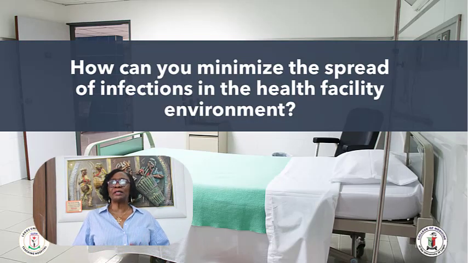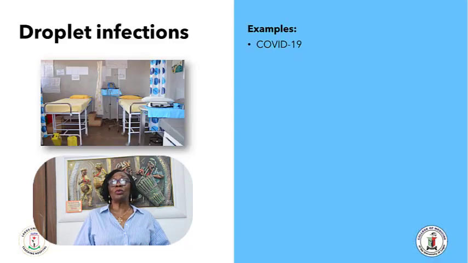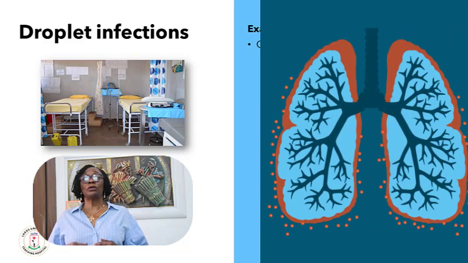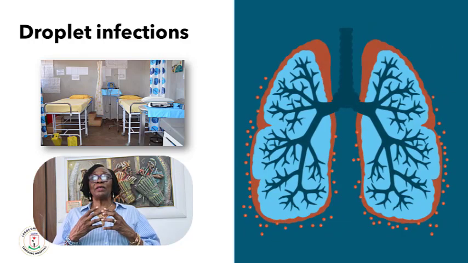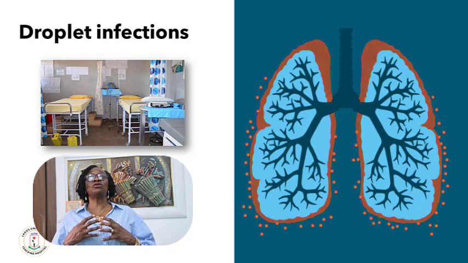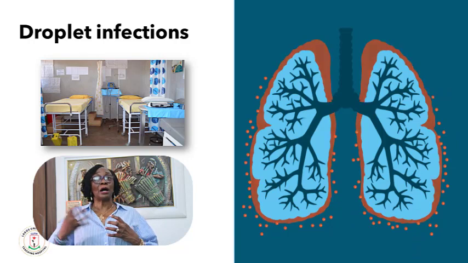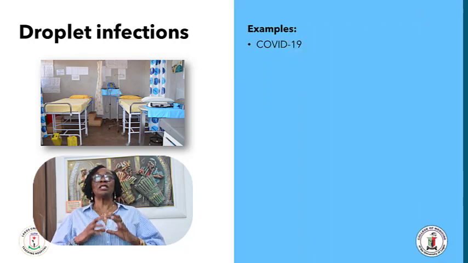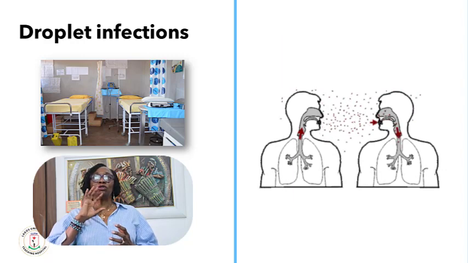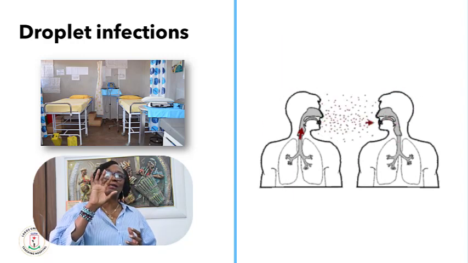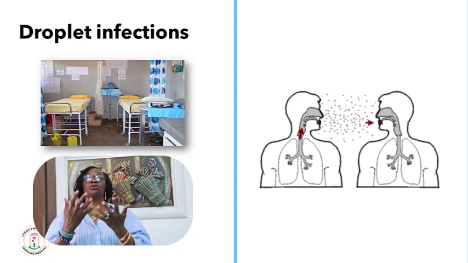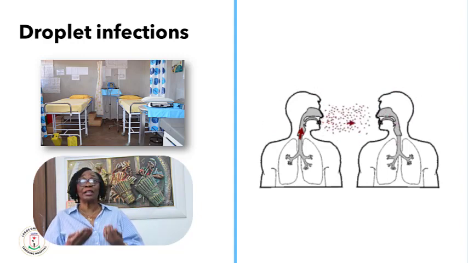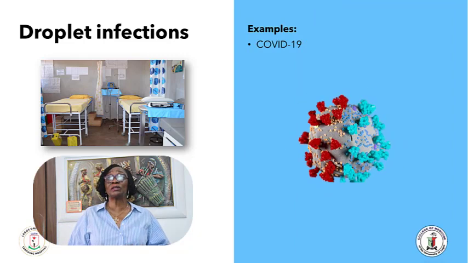So how can you minimize the spread of infections in the health facility environment? For example, droplet infections are infections that are spread through the respiratory route, but they are a form of contact infections in the sense that these droplets are heavy and tend to drop on horizontal surfaces. But if you're close to them, then the droplets can be directed directly onto your mucous membranes, and then you can take them in. An example of this is COVID-19.